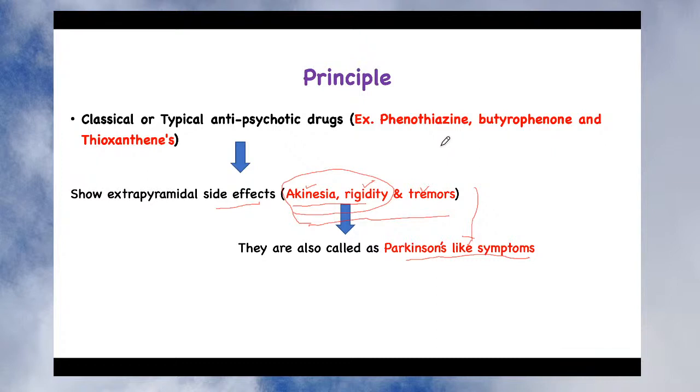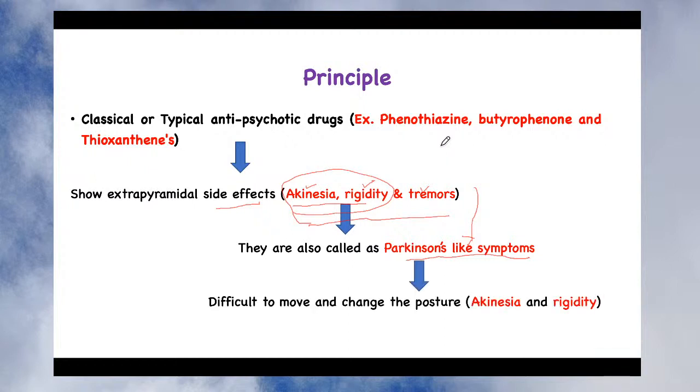Since these symptoms are called Parkinson-like symptoms, there is difficulty in moving and changing the normal posture. This difficulty in changing the posture is a very important characteristic feature of Parkinsonism. The patient is sometimes unable to change the posture. Sometimes when he has raised his hand and you want to bring it down, in spite of willing to bring it down, he is not able to do that. So what is this? He is unable to change the posture.